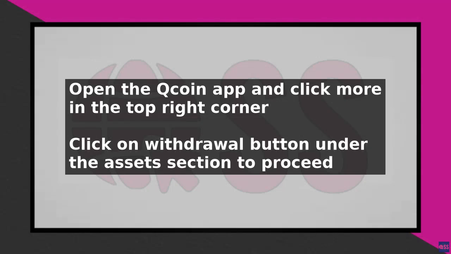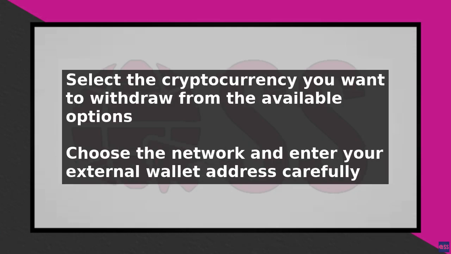To withdraw on the Kucoin app, start by opening the app and clicking on More in the top right corner. This will take you to the Quick Access page, where you'll find the Withdrawal button under the Assets section. Click on Withdraw to proceed.